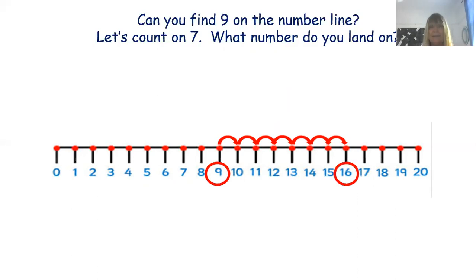16. So our number sentence is going to be the 2 numbers, the 9 we started with and the 7 we counted on. And here it is, 9 plus or add 7 equals 16. So 9 add 7 equals 16. And that is quite a nice way to do adding when you've got a number line.